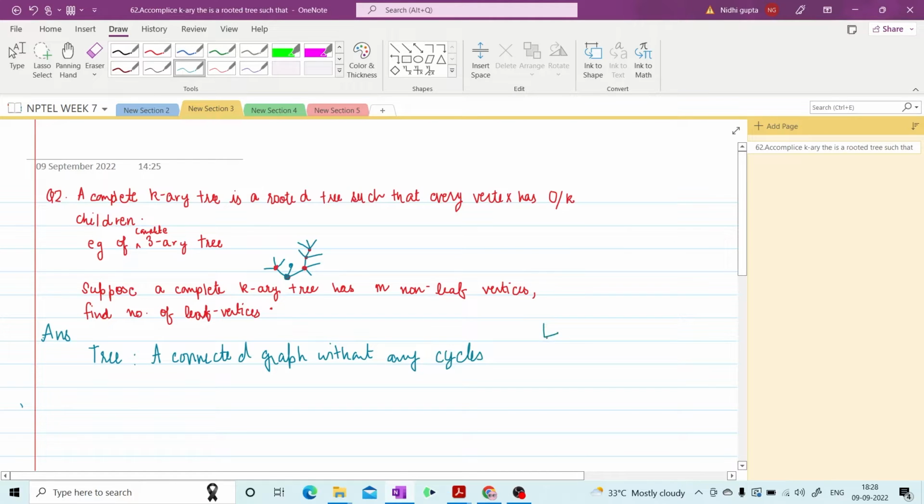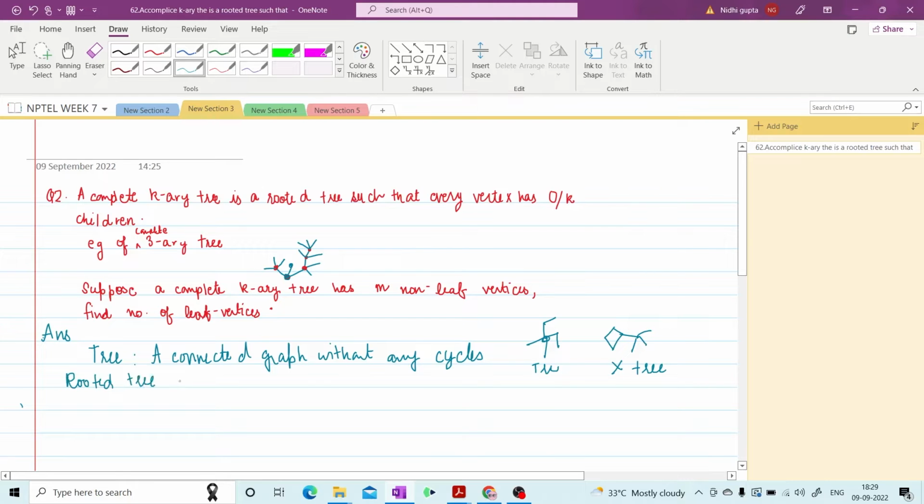So something like this is a tree. But if there is a closed path, this is not a tree. So a tree has to be connected and it should not have any cycles. Now another thing is a rooted tree.